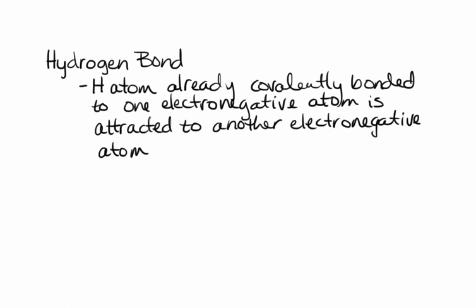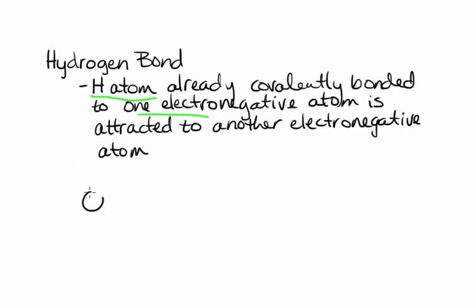Hydrogen bonds are when you have a hydrogen atom that's already covalently bonded to one electronegative atom, but then it's attracted to a second electronegative atom. So I know that's kind of a long, confusing definition, so let's break it down as far as what it actually means. Okay, so starting out, we see that we have a hydrogen atom that is already bonded to something that is electronegative. So what that's telling us is that we really already have a polar covalent bond.